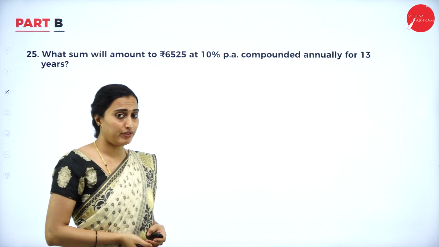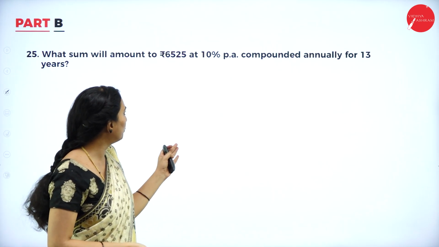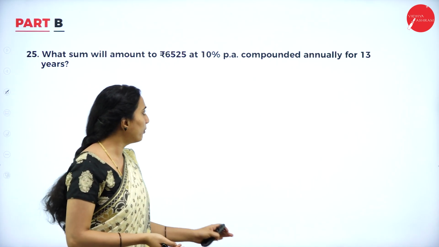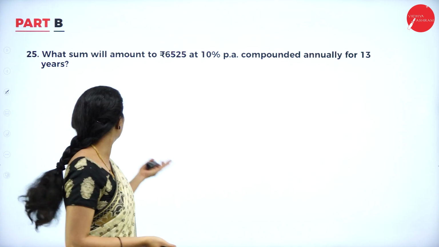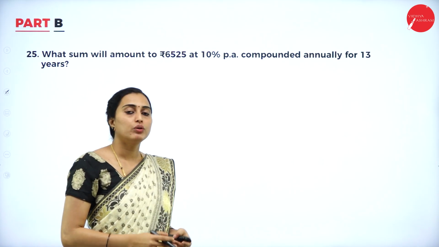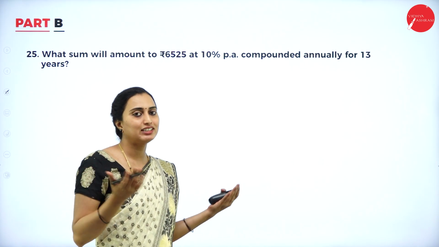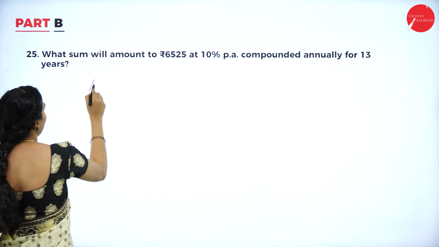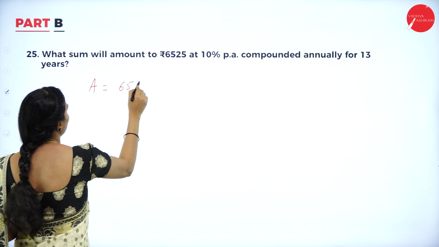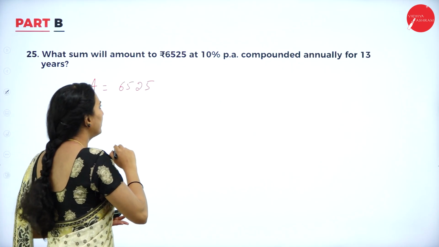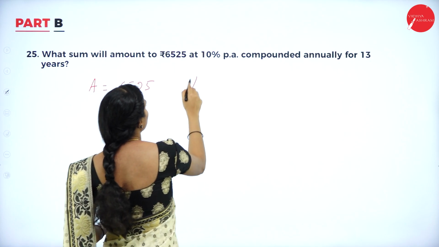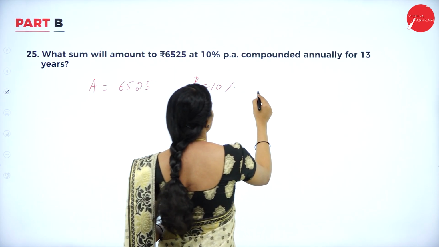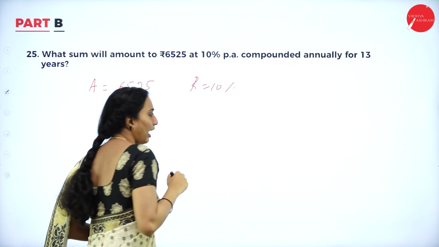Question number 25. What sum will amount to 6525 at 10% per annum compounded annually for 13 years? So this is from the chapter Simple Interest and Compound Interest, which is chapter number 8. So amount to, so A they have given what? 6525, correct? And they have given R. So R is nothing but what? R is 10%, right?